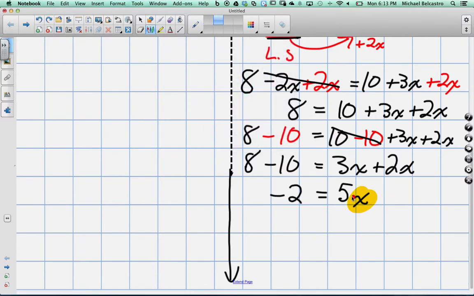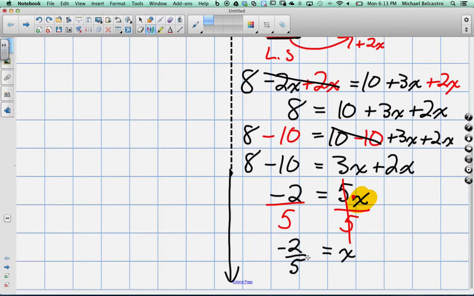It's 5 times x, okay? What would be the opposite operation of multiplication? Divide. So we're going to divide both sides. Remember how we added 2x on both sides? We subtracted 10 on both sides. We're going to divide both sides by 5. What happens here is 5 divided by 5, they cancel out or create a 1. So only x is left on the right, and on the left, I have negative 2 over 5.